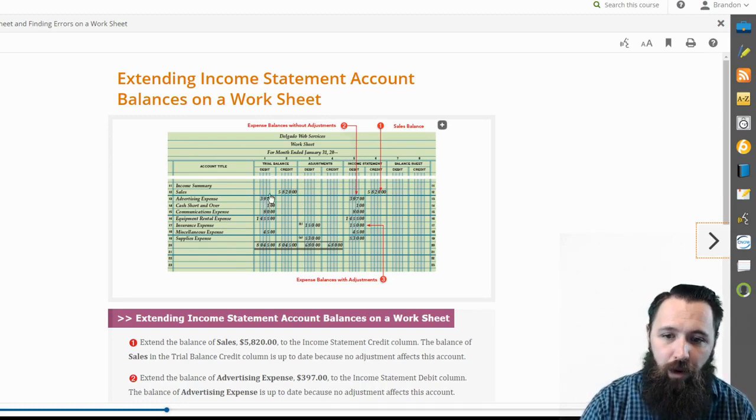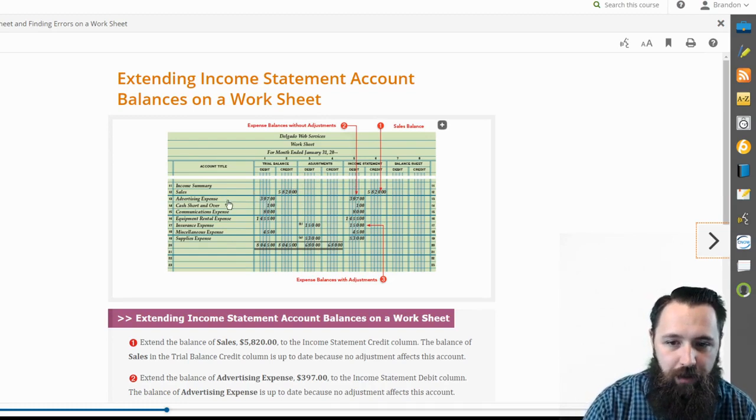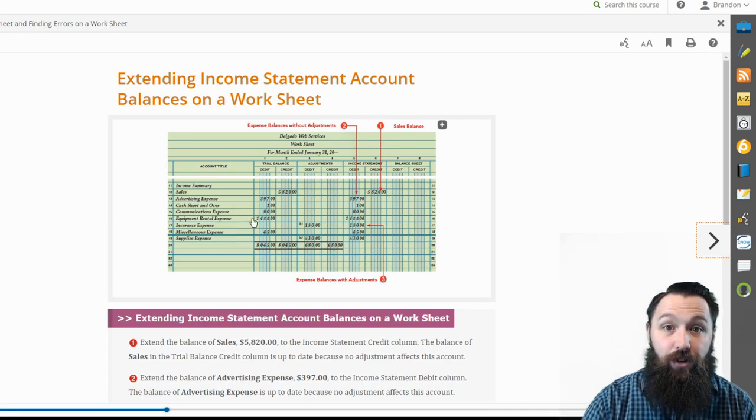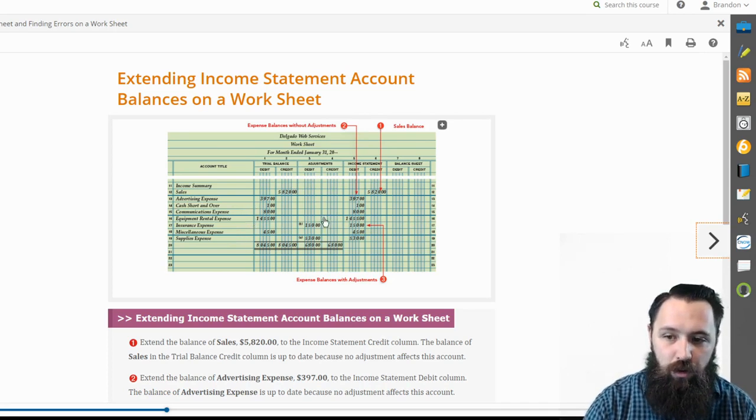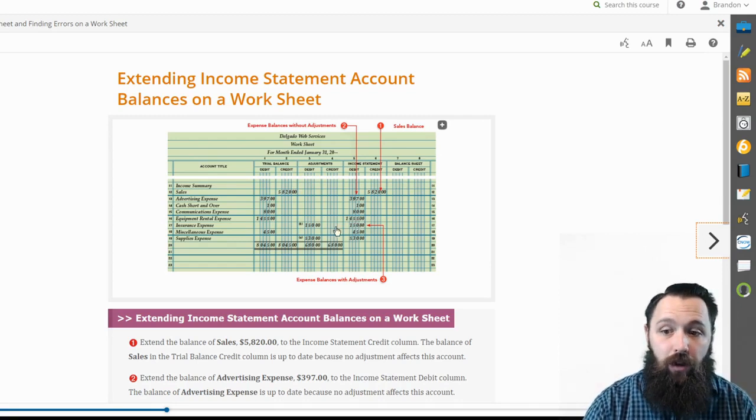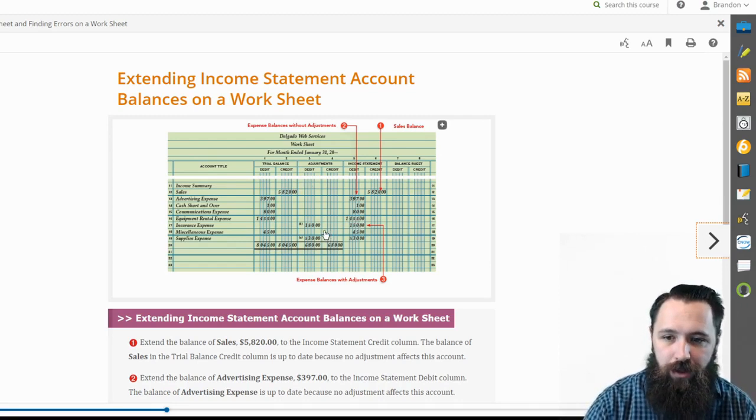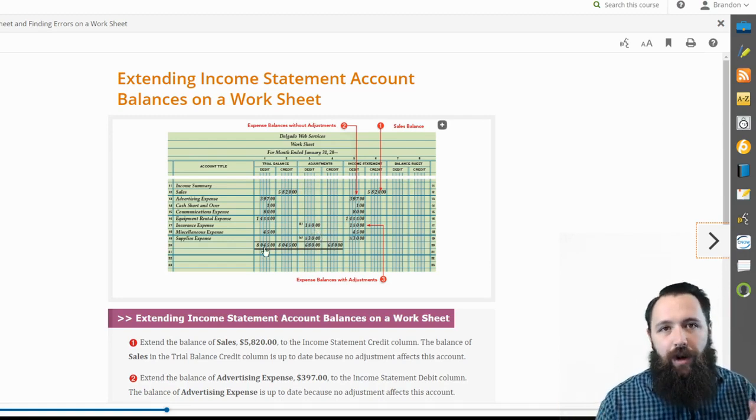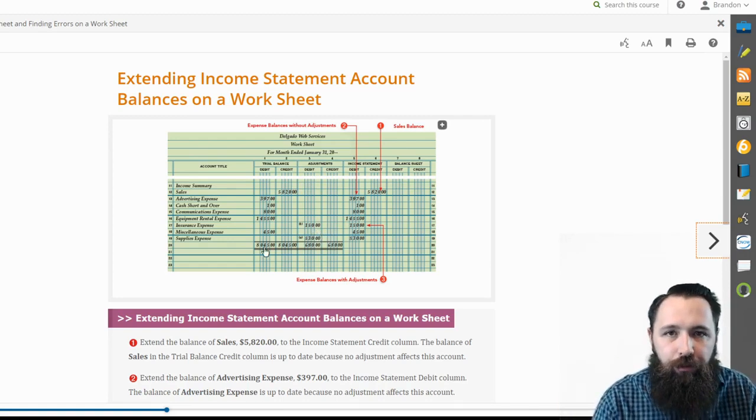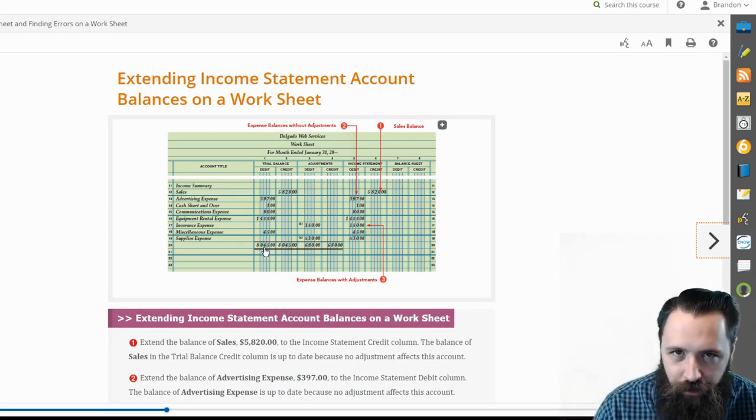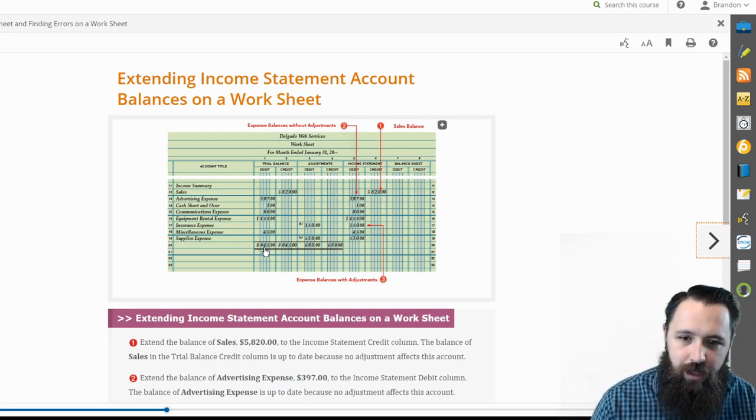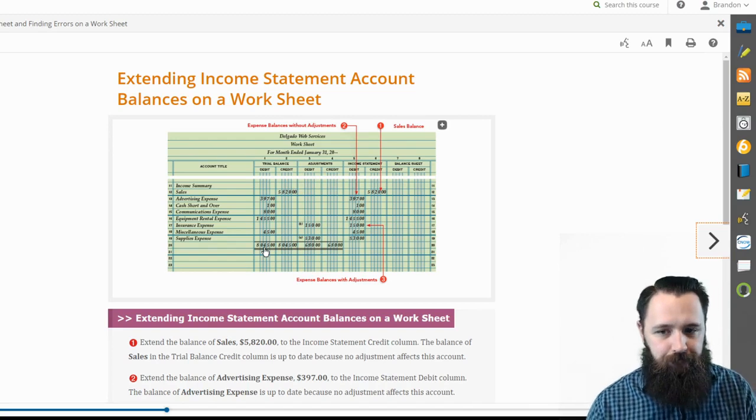Same thing over here with all of our expenses. Everything else listed as an expense, so we're going to extend all those balances over to the income statement. What's the thing that we really need to look at though? The adjustments. And which adjustments do we have here? Well, these are the adjustments that are directly related to the two accounts that were on the balance sheet, right? We have insurance expense and supplies expense.